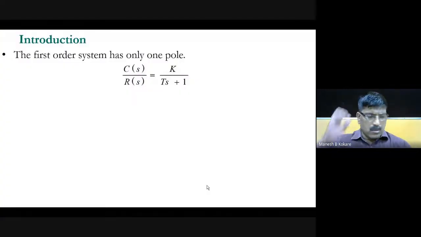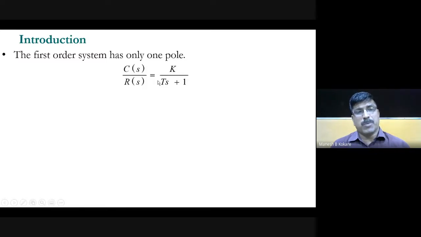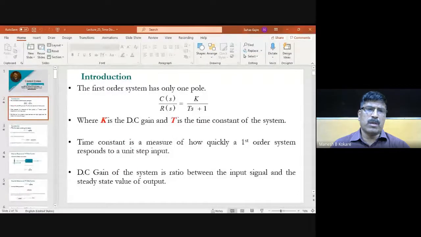You know that the order of the system is the highest power of S in the denominator. The type of the system is the highest power of common S in the denominator, and that determines how many poles are at the origin. Here we are talking about the first order system, where the highest power of S in the denominator is 1, so it is called the first order system.